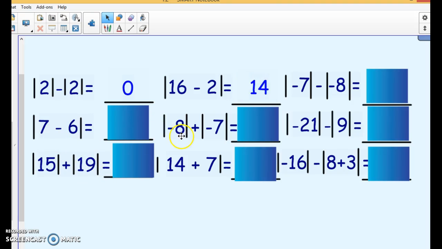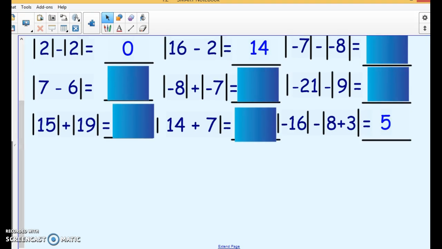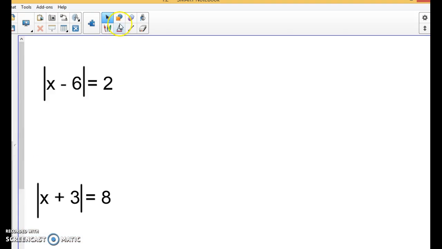I'm going down. Let's find a negative 1. So here I have negative 16. So the absolute value of negative 16 is 16 minus the absolute value of 8 plus 3, which is 11. So 16 minus 11 gives us 5. So same thing as just a normal addition problem, except you have the absolute value thrown in there.